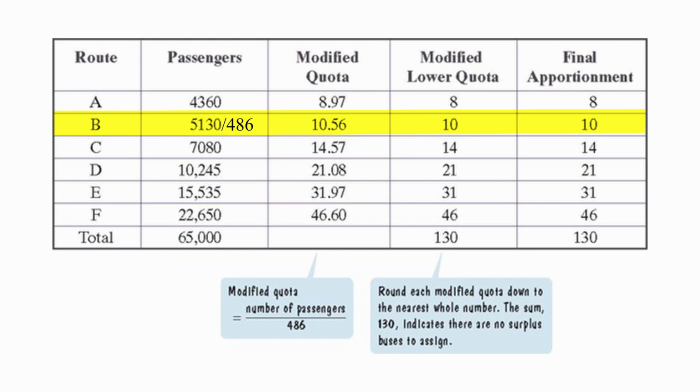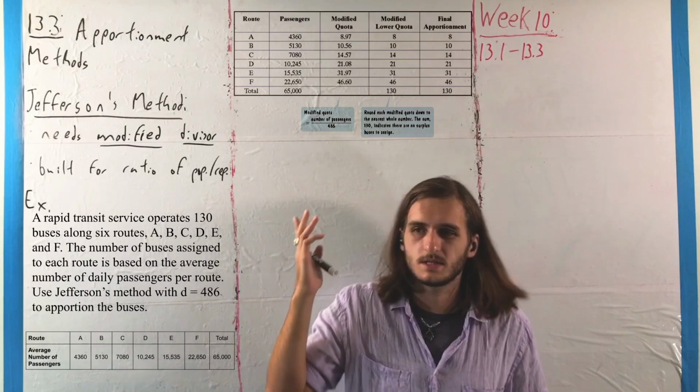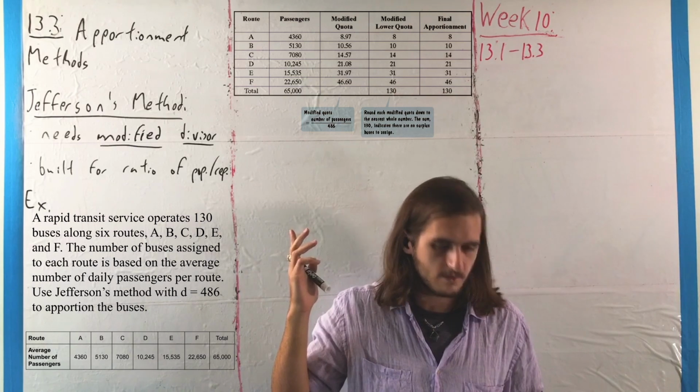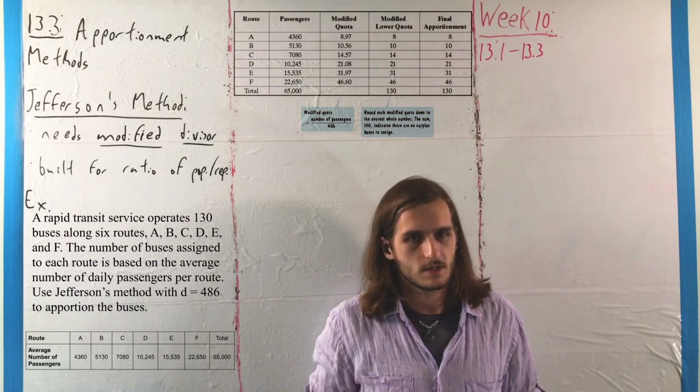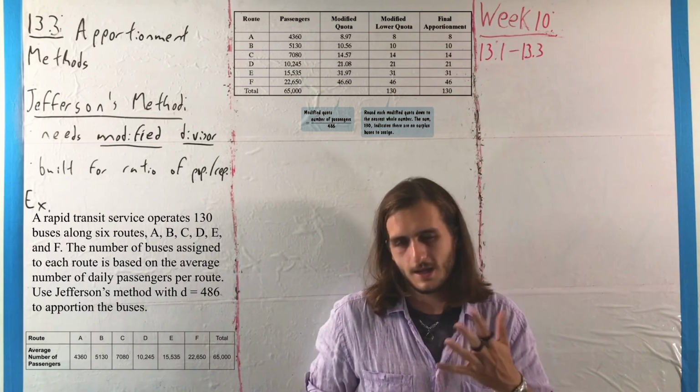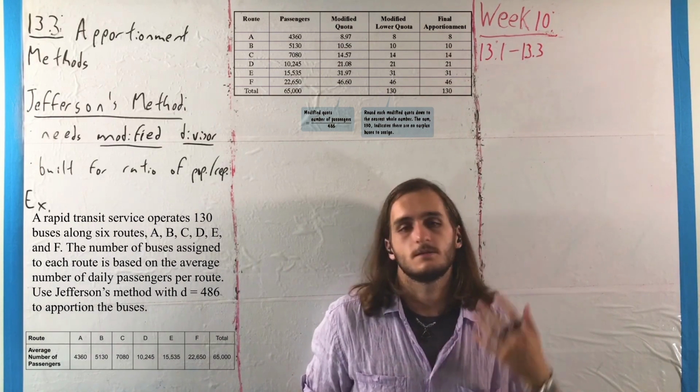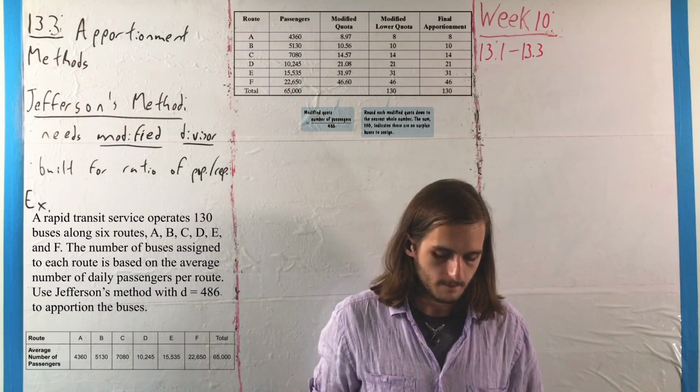And I'm going to pause here for 1 second, because you're looking at that and you're probably thinking to yourself, hey, wait a minute. That seems silly. We had 0.97 and 0.56. How is rounding down the most efficient thing to do there? Yeah, it is a little bit weird, but that's the system we're working with, so just bear with it.